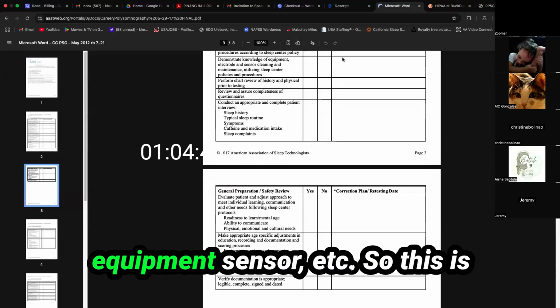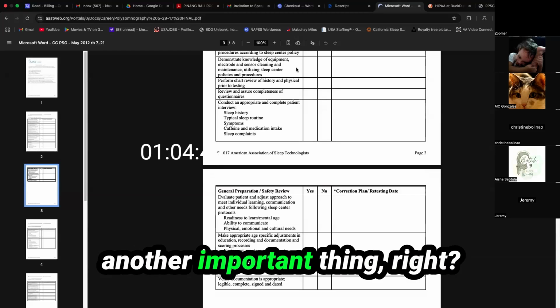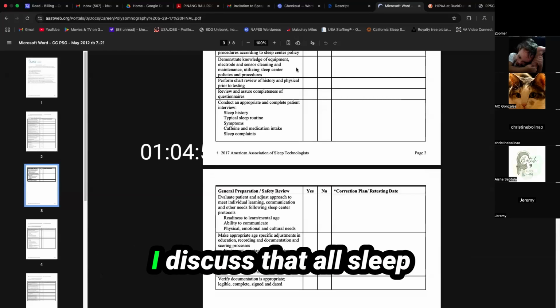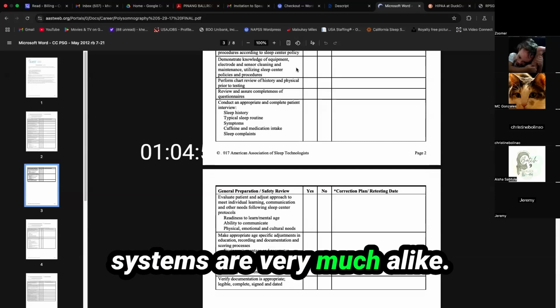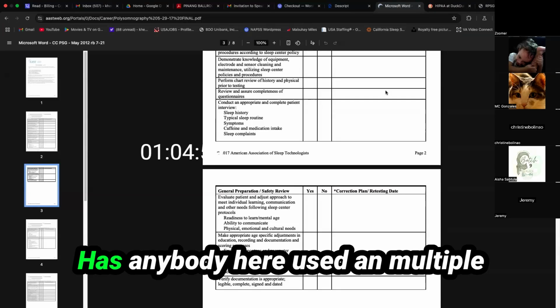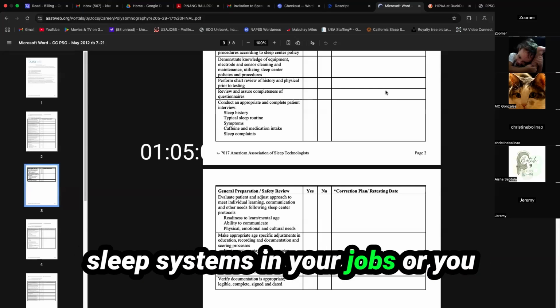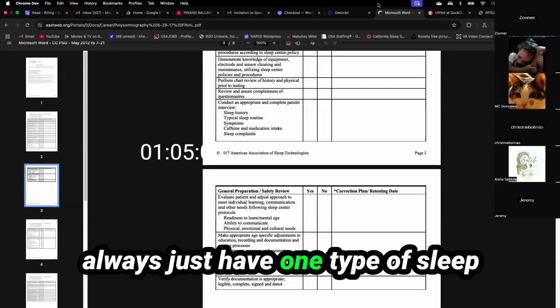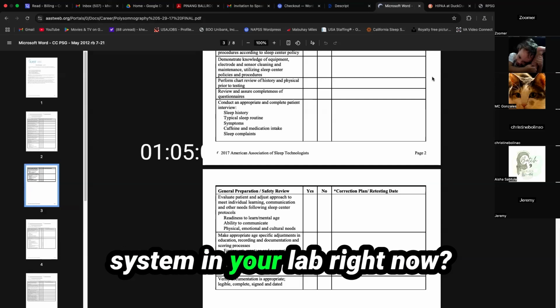Demonstrate knowledge of equipment, sensors, etc. So this is another important thing, right? I discussed that all sleep systems are very much alike. Has anybody here used multiple sleep systems in your jobs, or do you always just have one type of sleep system in your lab right now?